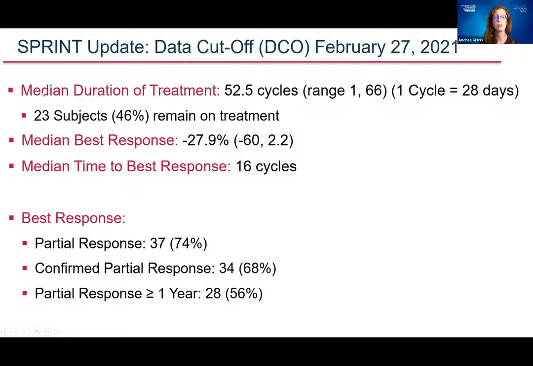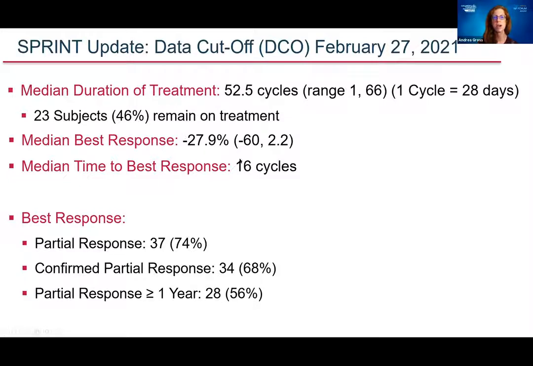So now when we look at all of the patients 2 years later, the median duration of treatment is 52.5 cycles. And for our study, a cycle was 28 days or about a month, because patients receive drug every day, continuously, twice a day of the selumetinib, because that's how it's dosed. So if you see the word cycle, that basically means month. 23 of the subjects at our new data cutoff, which is just this past February 2021, are still on treatment. So that's out of our 50 total subjects.